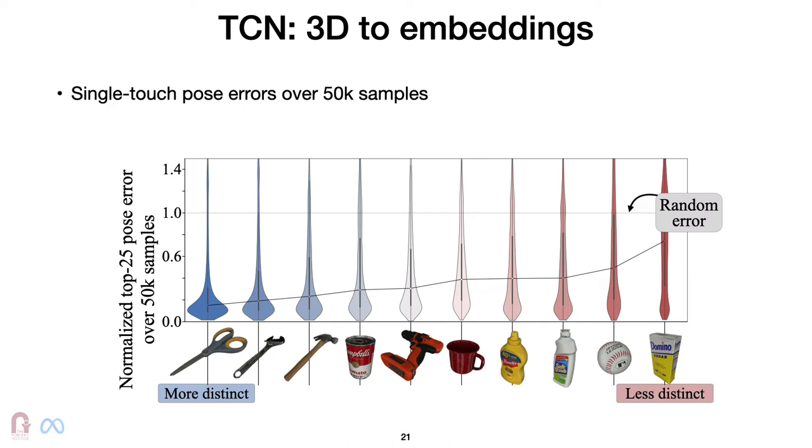This is quantitatively shown as single touch pose error, where we sample 50K touches for each YCB object and get the top 25 high scores from a pre-built dictionary of interactions. We then plot the distribution of the minimum pose error with respect to ground truth, normalized with respect to random touch. We observe tools with salient geometries to be easier to localize versus objects that exhibit symmetry, which are less distinct.